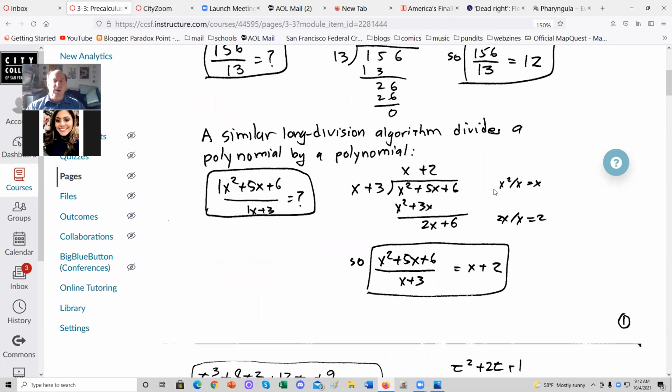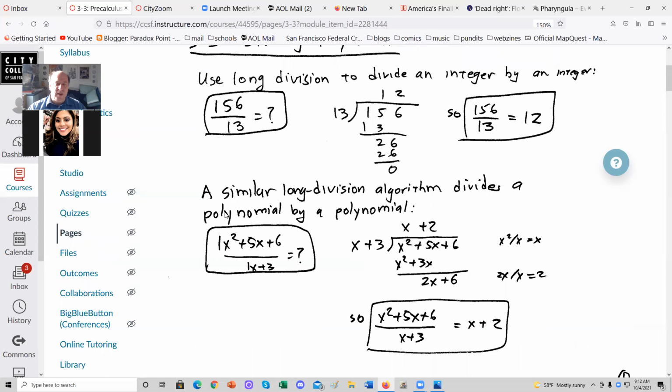Now, here we go. We're going to do a similar thing. x squared plus 5x plus 6 over x plus 3 is what? Now, obviously, you can see the 156, 13. It'll be very similar. So we write x squared plus 5x plus 6 inside this bracket and x plus 3 outside of it.